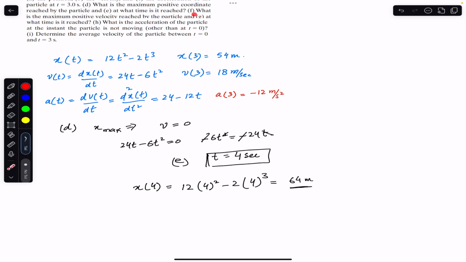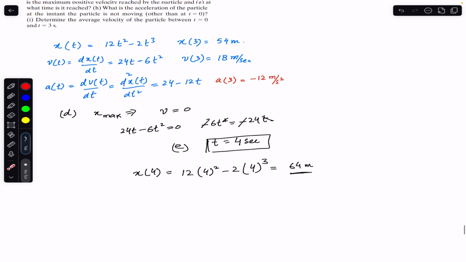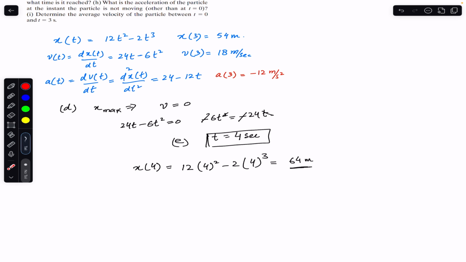Now part F says, what is the maximum positive velocity reached by the particle. As we know, when the velocity is maximum, the slope of the velocity graph will become 0. And the slope of the velocity graph is the acceleration, or we can say that dv divided by dt is the slope of the v of t function. So for part F, find v equals v max. For v max, the slope of the velocity graph must be equal to 0, and the slope of the velocity graph is the acceleration as a function of time.